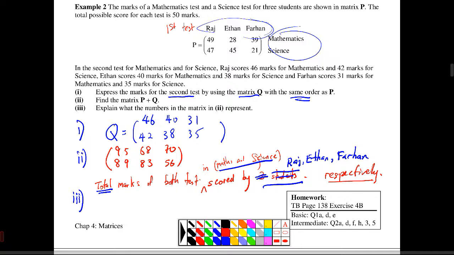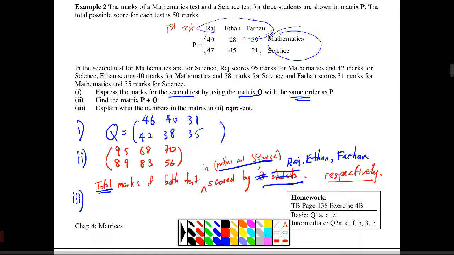What does respectively mean here? It means it will match. For example, is it science and maths or maths and science? It's maths and science because it starts with maths then science. Then the columns are Raj, Ethan, Fahad. Respectively means it matches. This matches this, this matches this, this matches this. It means there's a certain order.